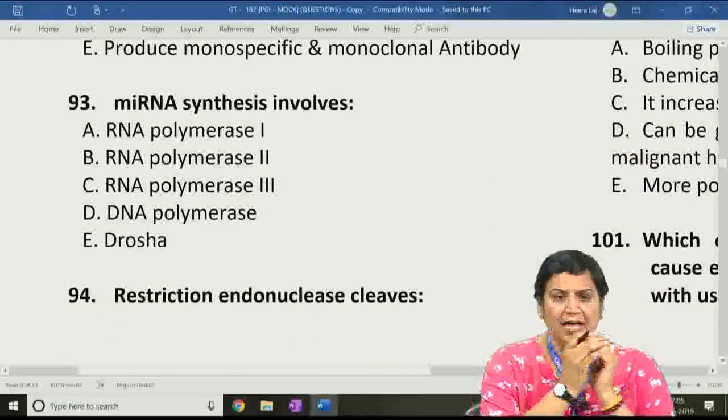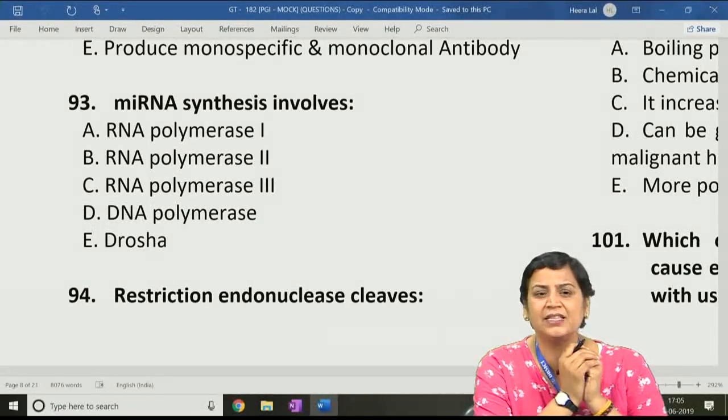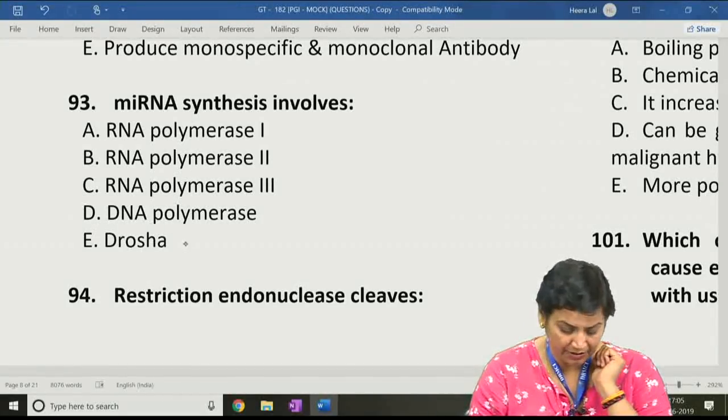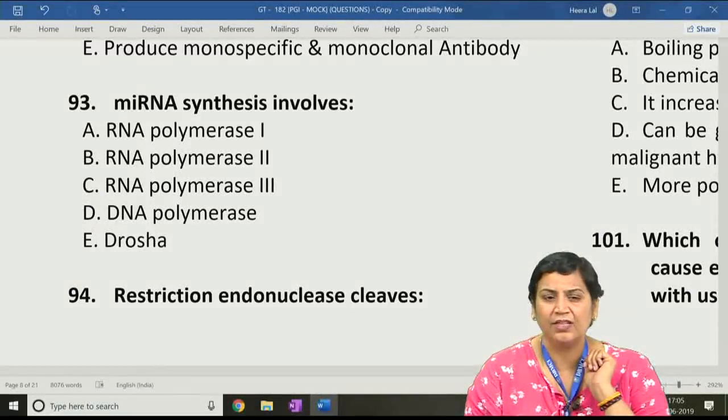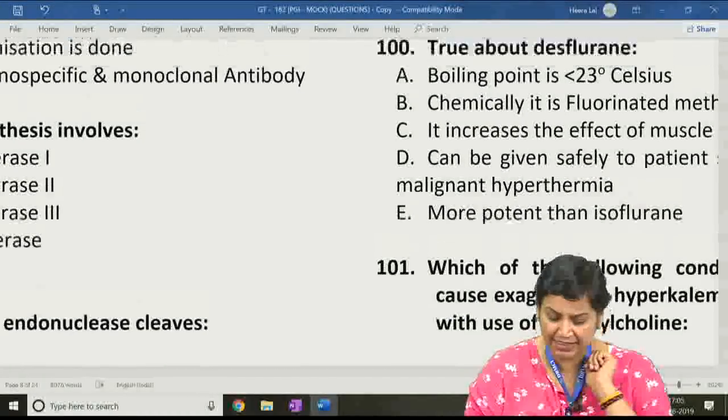Then next question, miRNA synthesis involves. Now miRNA is microRNA, which is synthesized by RNA polymerase 2 and Drosha. These two are responsible for the synthesis of miRNA. Next question, restriction endonucleases cleave.